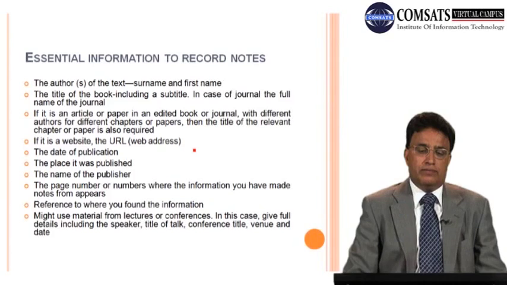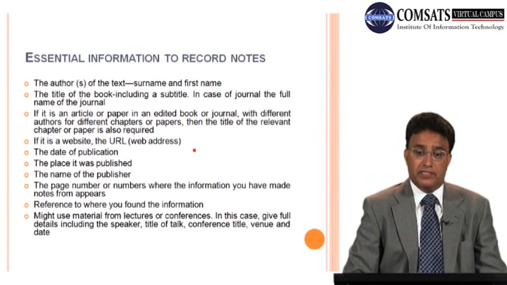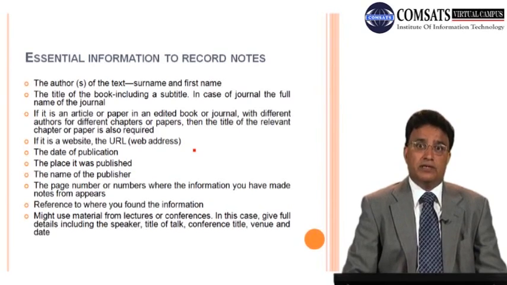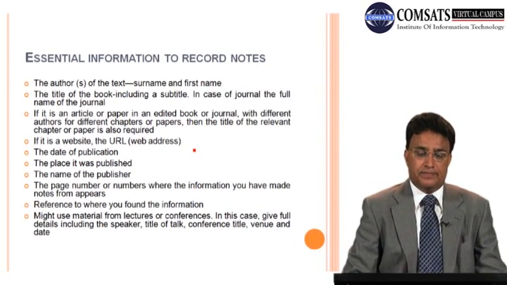Well, whenever you take notes, the essential information with the notes you need to record is, number 1, the author or authors of the text, their surname and the first name. Number 2, the title of the book, including a subtitle. In case of a journal, the full name of the journal. Number 3, if it is an article or paper in an edited book or journal with different authors for different chapters or papers, then the title of the relevant chapter or paper is also required.